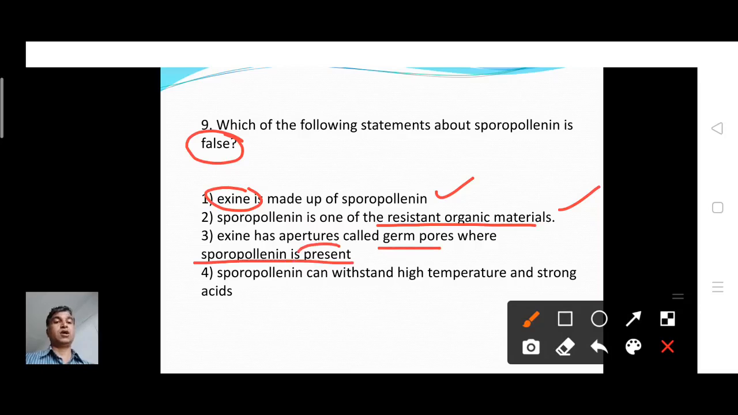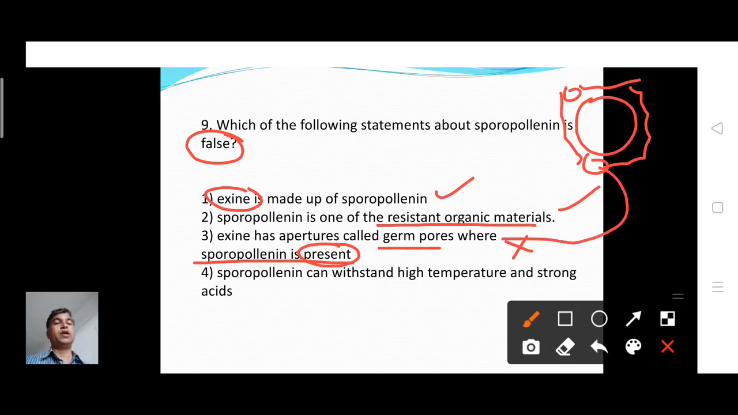Yes, this is wrong here. This is a pollen grain. The sporopollenin is deposited, yes, but in some places it is not deposited. So these are called the germ pores. Where sporopollenin is not deposited, that is called a germ pore. But here they said germ pore is where the sporopollenin is present. This statement is wrong, false one.